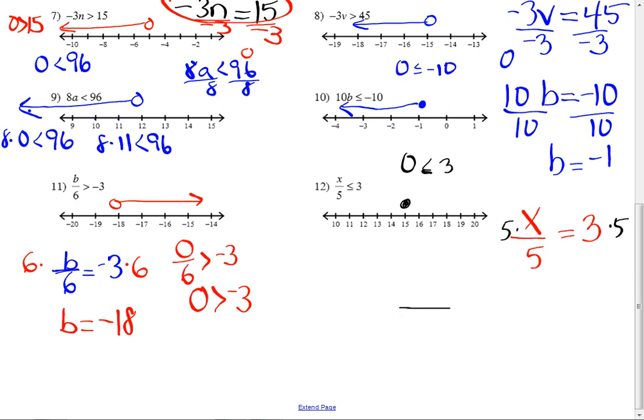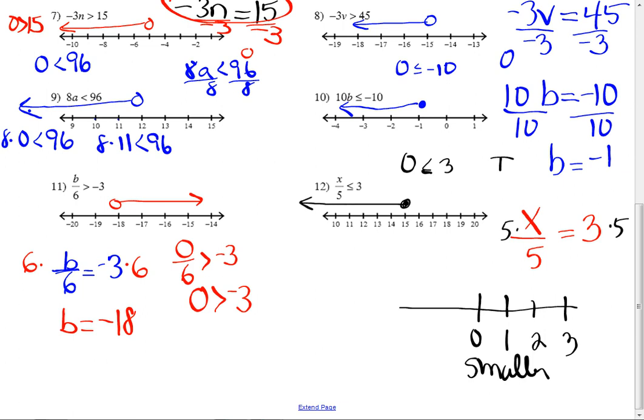Yes, you do. Put your number line here. It's 0, 1, 2, 3. These are smaller. Yeah, that's true. So which side will I shade? The side with the 0. You were to shade this side with the 0 if it's true. If it's not true, I shade the other way. Yeah, that makes a big difference.